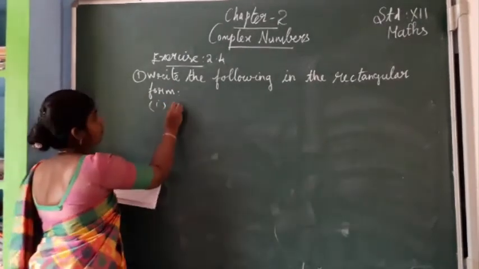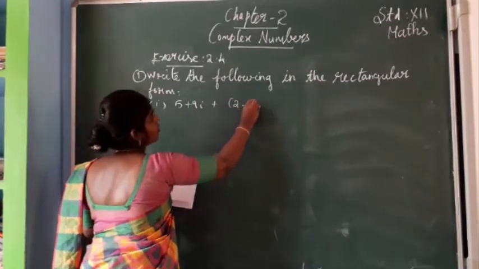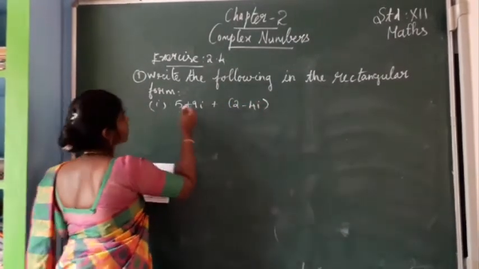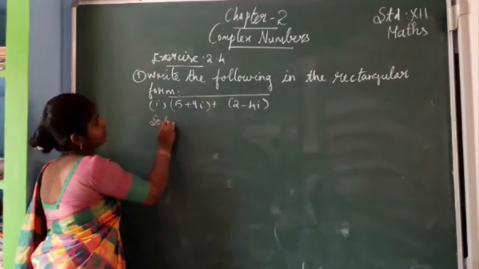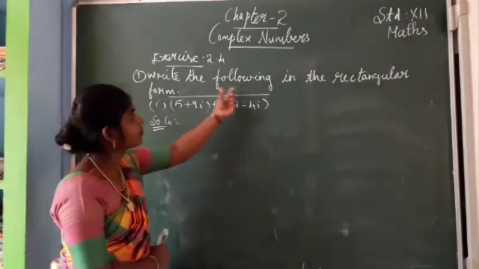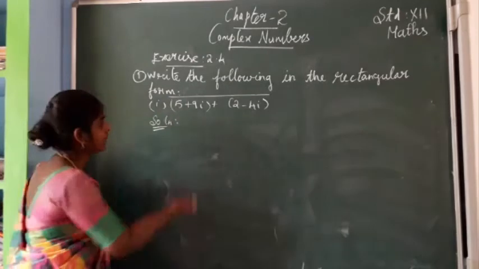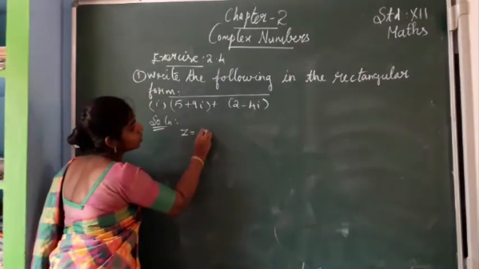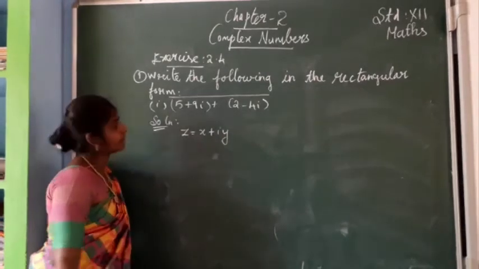Solution. The conjugate of (5 plus 9i) plus (2 minus 4i), the whole bar. Solution. Write the following in rectangular form. What is the rectangular form? Rectangular form means z is equal to x plus iy. So this is the rectangular form.